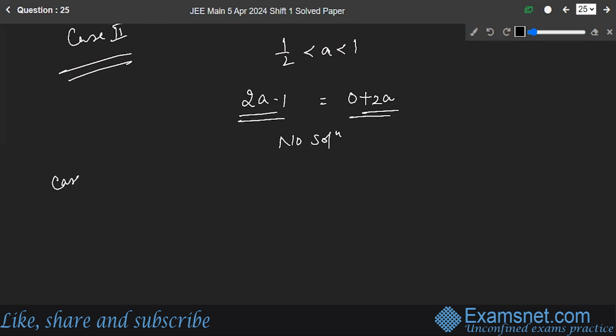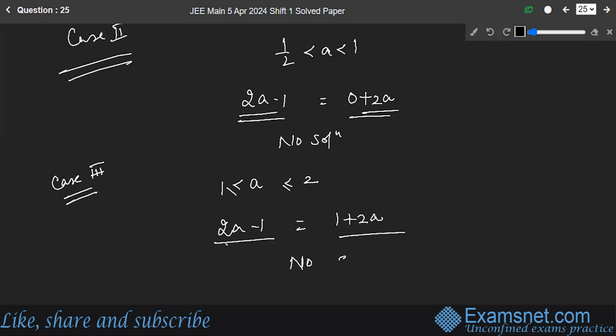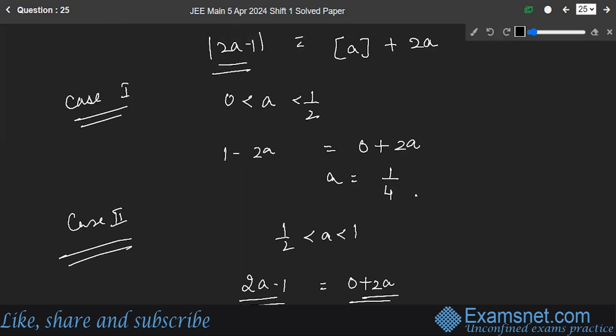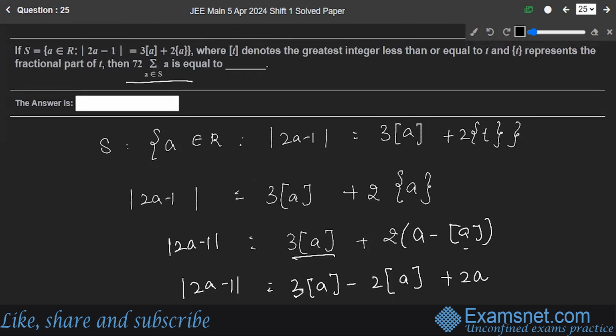Third case, when A lies between 1 and 2. So this will be 2A minus 1 is equal to 1 plus 2A. Again, this cannot have any solution. So that means this is the only possible solution, A is equal to 1 by 4. So what you had to find out was this. Let's pick it up.